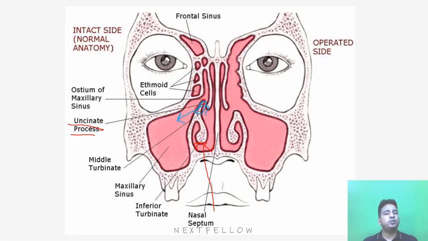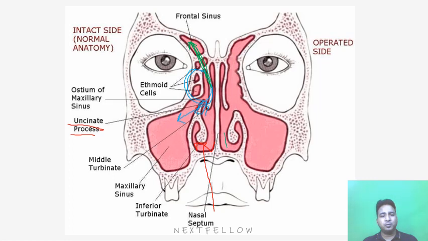After that, we will remove the anterior group of ethmoidal cells. So these are the anterior group of the ethmoidal cells. We will do the anterior ethmoidectomy. Then after that, we will open up this frontal recess and enter into the frontal sinus. So we will open up this frontal recess. After that, we will do the posterior ethmoidectomy. We will remove the posterior group of ethmoidal cells and then we will open up the sphenoid sinus.